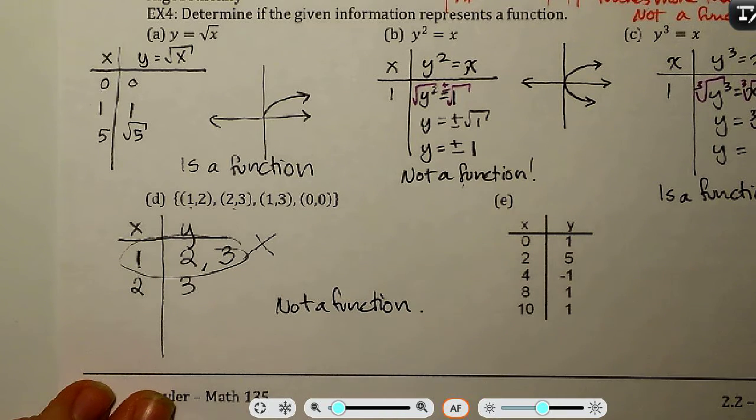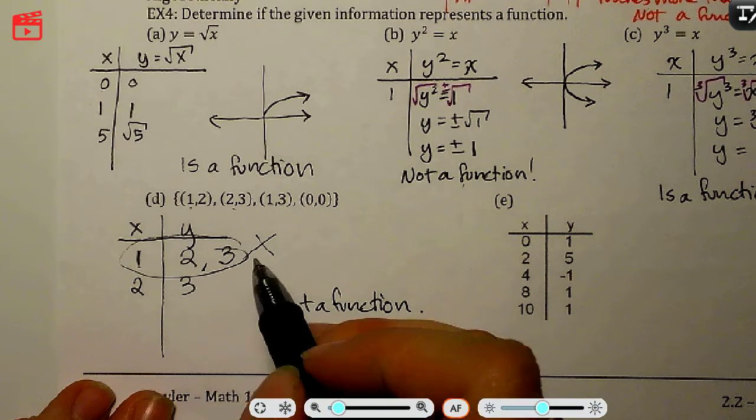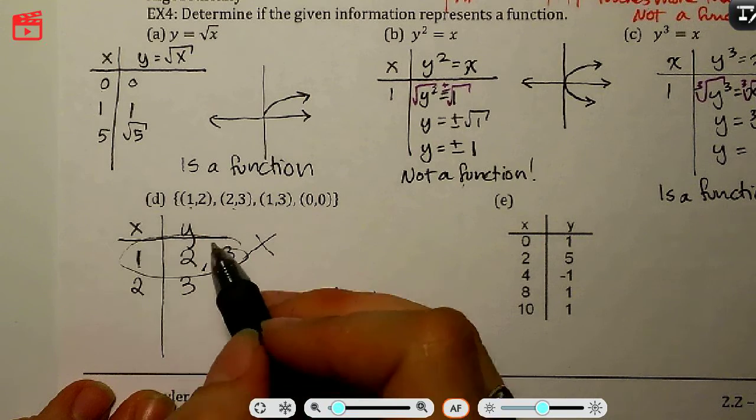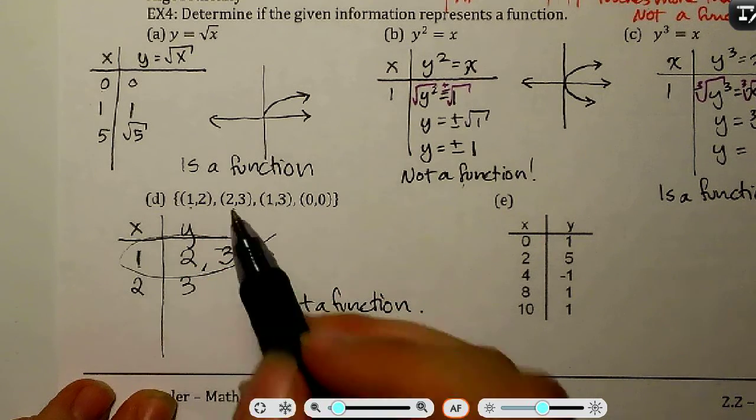Remember, each x must have only one y. Think of a marriage. It's not legal to have more than one spouse. Each x must have one y.